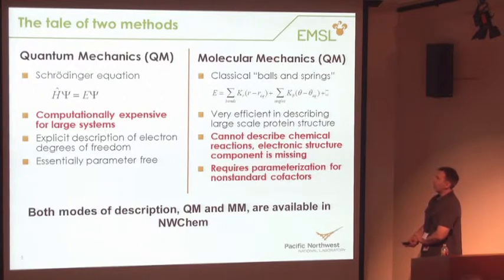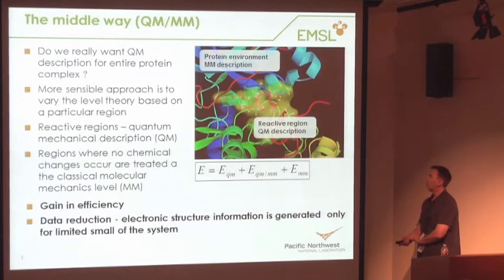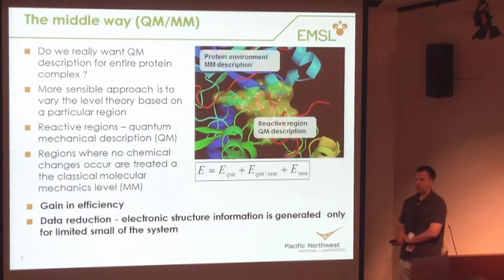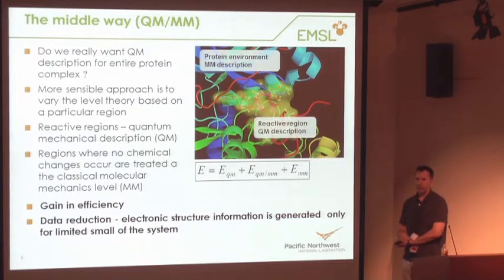So in NWChem, both methods are available, and both can be used for biological systems. But the presence of the two modes of description in the same software package also offers a different approach, where you actually combine the two methods. If you think about it, do we really want to use quantum mechanics to describe the entire protein complex? Probably not, because the chemical identity of the protein really remains essentially the same during the course of evolution. But there are small regions there, the active sites, where the chemical changes take place.